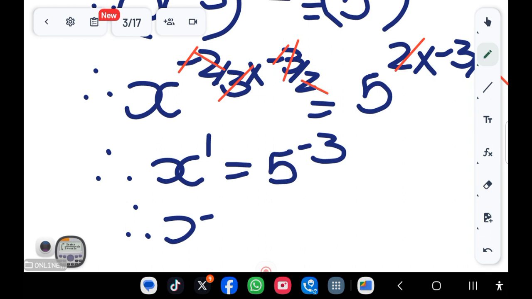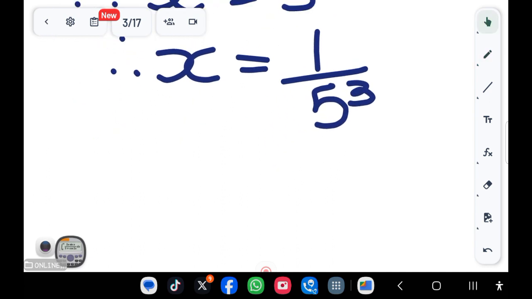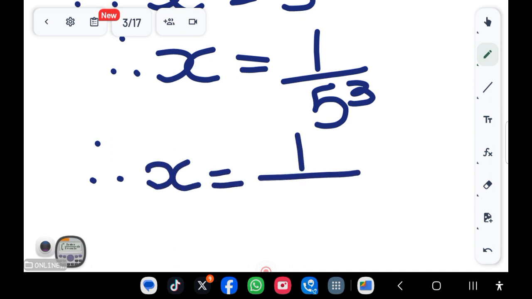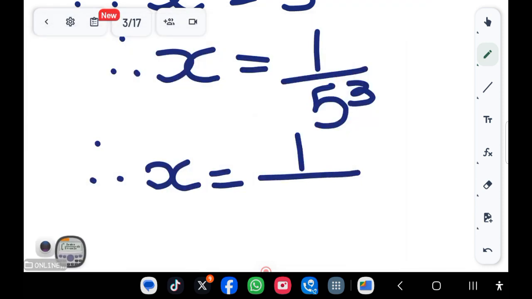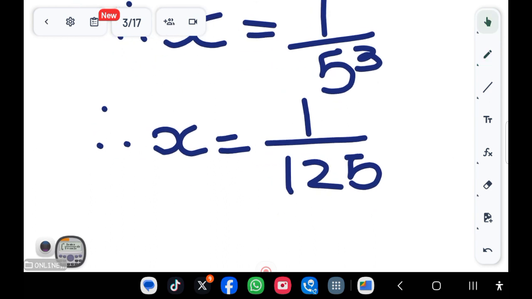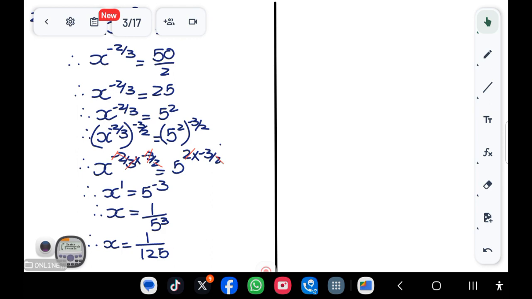So x equals, we take the 5 to the power of negative 3 to the bottom to change that to a positive exponent. Therefore, x equals 1 over 5 to the power of 3. Use your calculator if you're not sure. 5 to the power of 3 gives us 125. So 1 over 125 is your answer. If you want to check it, you can go ahead and check it.